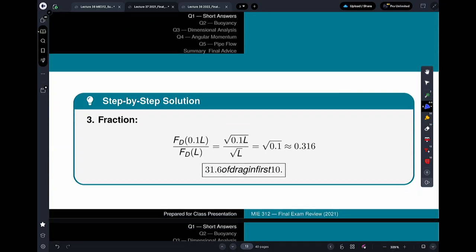So for the first percentage, and it's laminar, you get square root of 0.1 L over L, which is square root of 0.1, or 31.6% of drag in the first 10%.